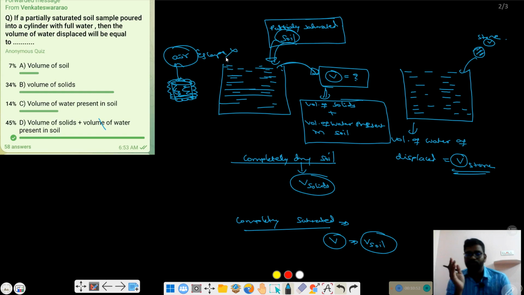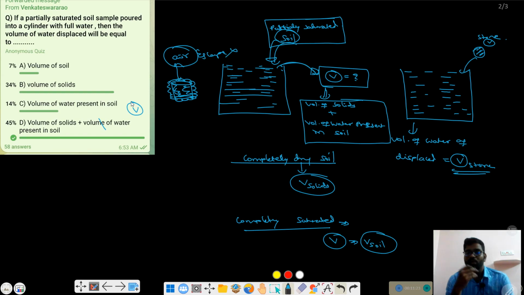in the water. Okay, so in that case what will happen, अगर यही क्वेश्चन पूछा है, मतलब एक पार्शियली सैचुरेटेड सॉइल है, अब हम वही पार्शियली सैचुरेटेड सॉइल को एक इम्परमेबल कोटिंग दिया हुआ है, वही इम्परमेबल कोटिंग देके पानी के अंदर डाला है, then the volume of water displaced will be equal to volume of soil plus volume of that impermeable coating.